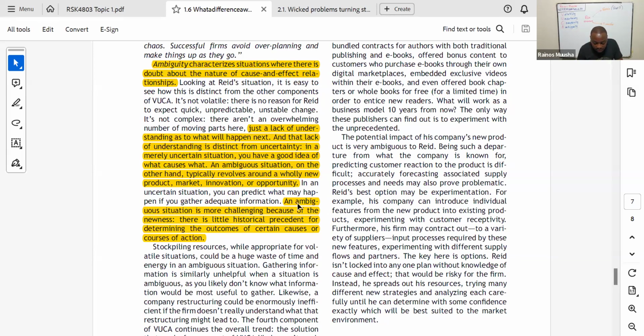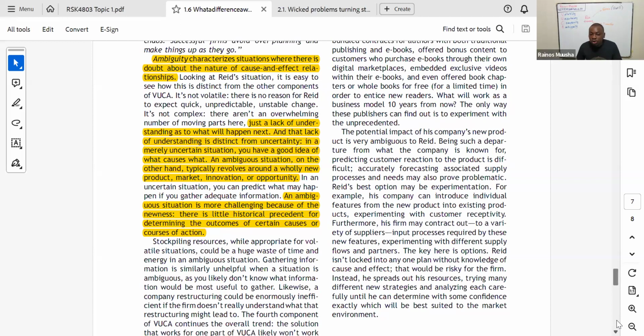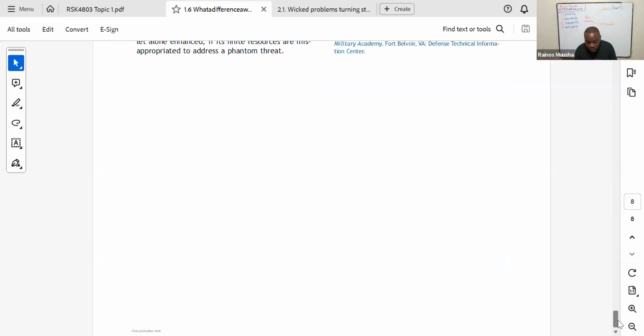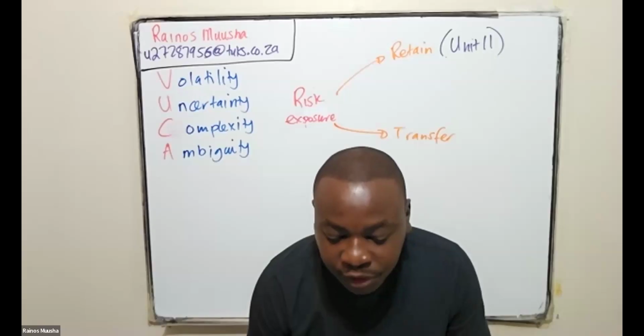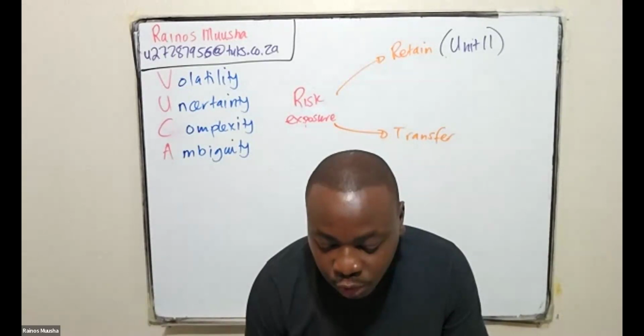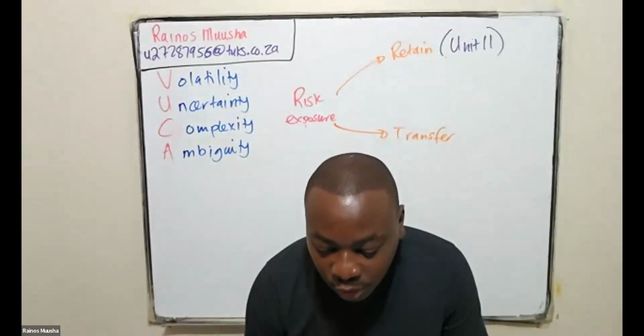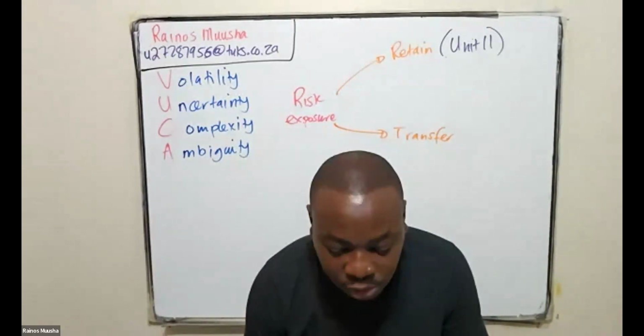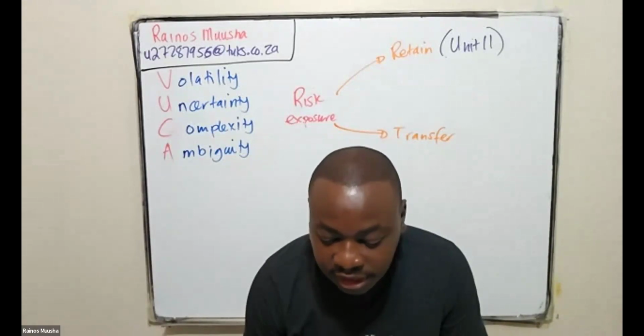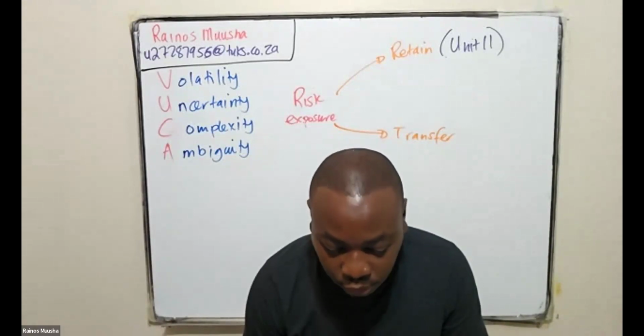That's why, if you look at the key thing that they say there, with ambiguity, they say an ambiguous situation is more challenging because of the newness. There is little or no historical precedent for determining the outcomes of certain causes or courses of action. So if we take this decision to remedy this situation this way, you don't know whether your recommendations are going to result in what? In the situation being resolved.